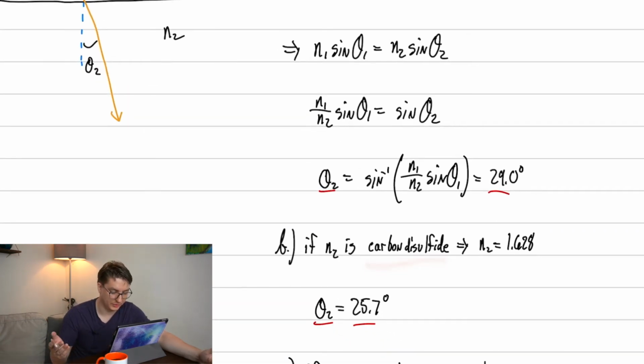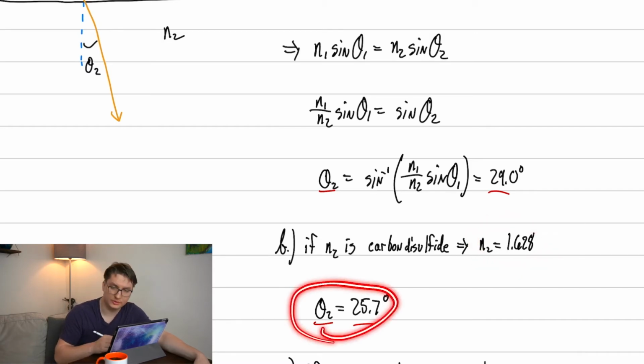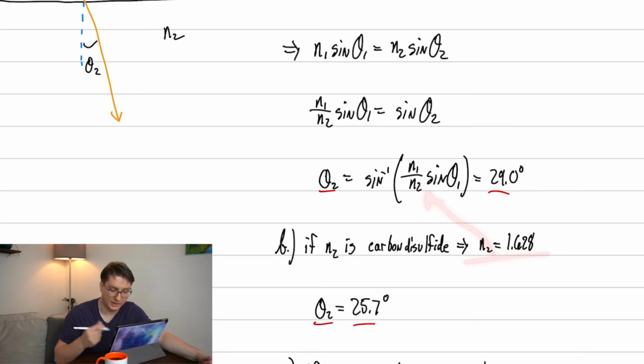Okay, and they were asked to do the same thing. What if it's something else? What if it's carbon disulfide? So as long as we have this index of refraction here, we can solve for this same thing. We put this new n2 into this equation, and we can solve for it. Now it's 25.7 degrees.